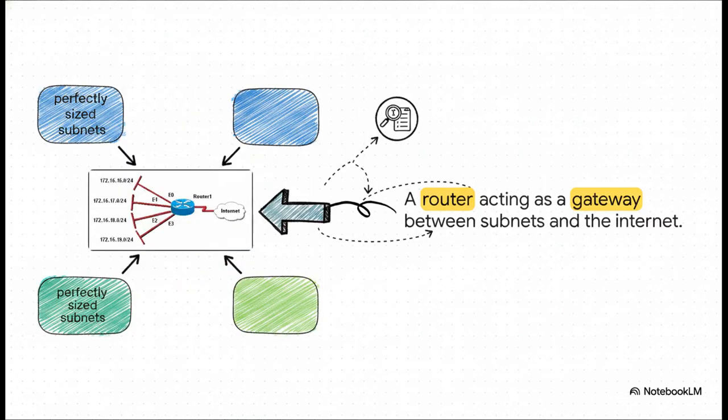In the real world, it looks a lot like this. A router sits right there in the middle of those perfectly sized subnets we just calculated. It's the gateway. So when your laptop on a local network wants to talk to a server out on the internet, the router reads that destination IP, checks its dynamic routing table, and actively directs that packet out to the wide area network to find its way.